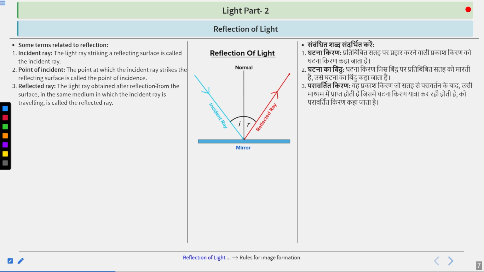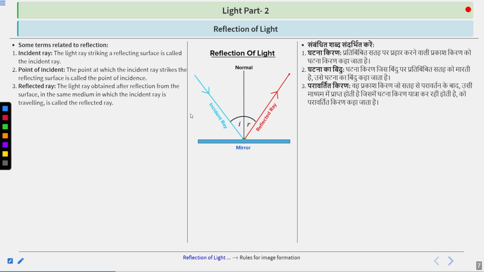Third one, reflected ray. The light ray obtained after reflection from the surface, in the same medium in which the incident ray is traveling, is called the reflected ray. Let's understand this. This is the mirror, a reflecting surface. This is an incident ray coming towards it, striking at the point of incidence, and thereafter you can say this red one is the new form of the ray which was previously the incident ray, and it is again moving into the same medium from where the incident ray was coming.